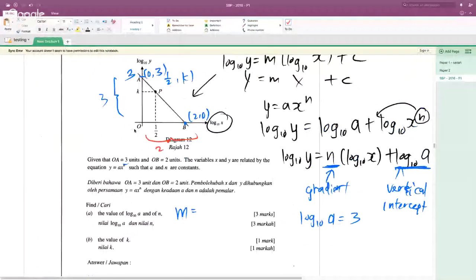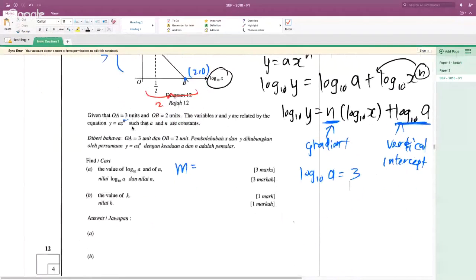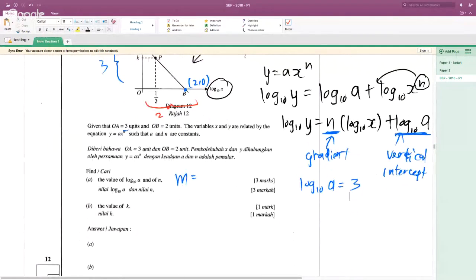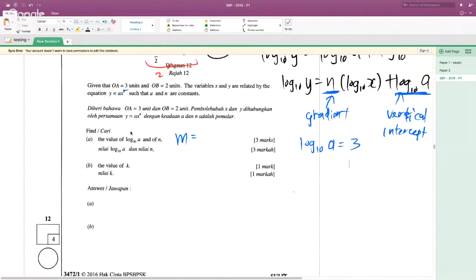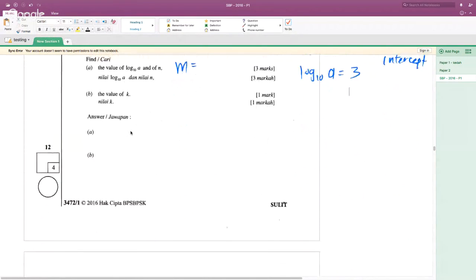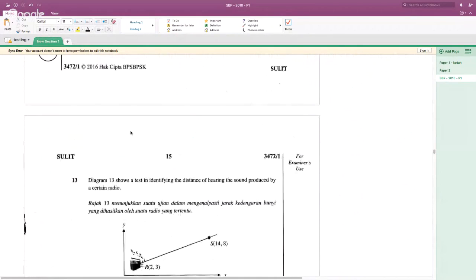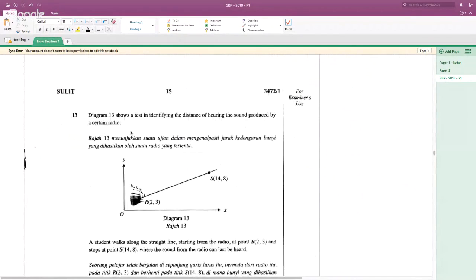Yeah, do you know how to do the linear law question, or do you want me to explain again? Okay, if no problem, we'll move on. Okay.